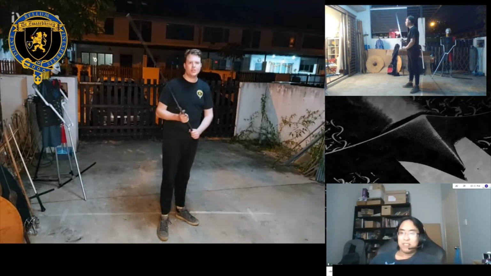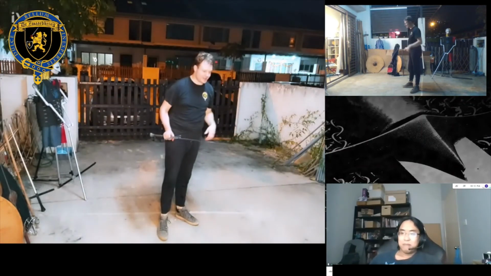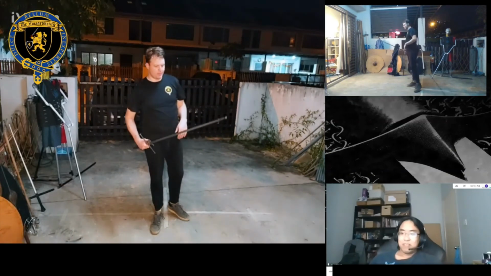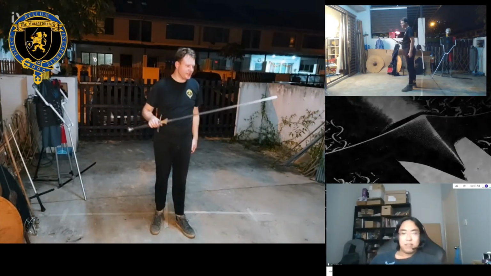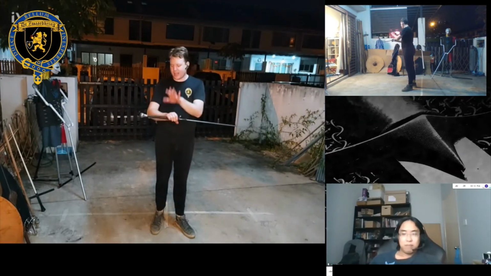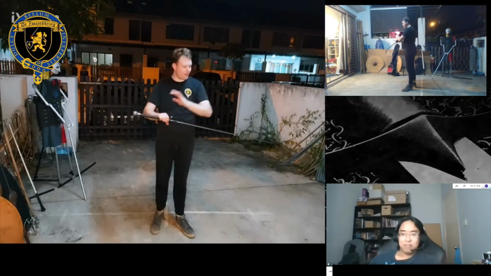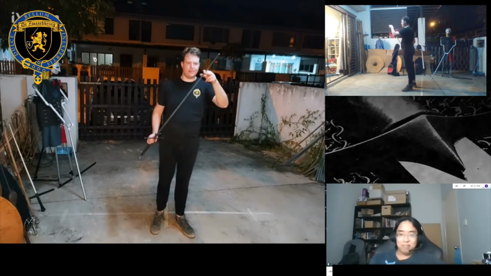The first thing you want to look at when you're buying a sword is point of percussion. It's so much more important than the point of balance. So what is the point of percussion? Well, every sword has 2 points of percussion. One should be somewhere in the crossguard, and one should be about a hand's width down from the tip.